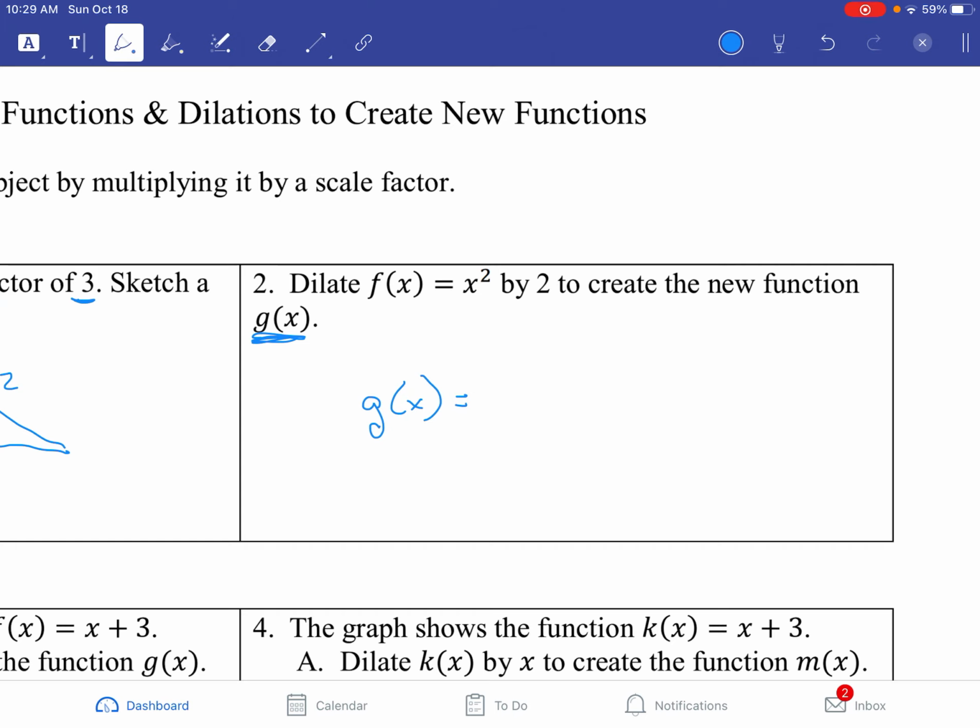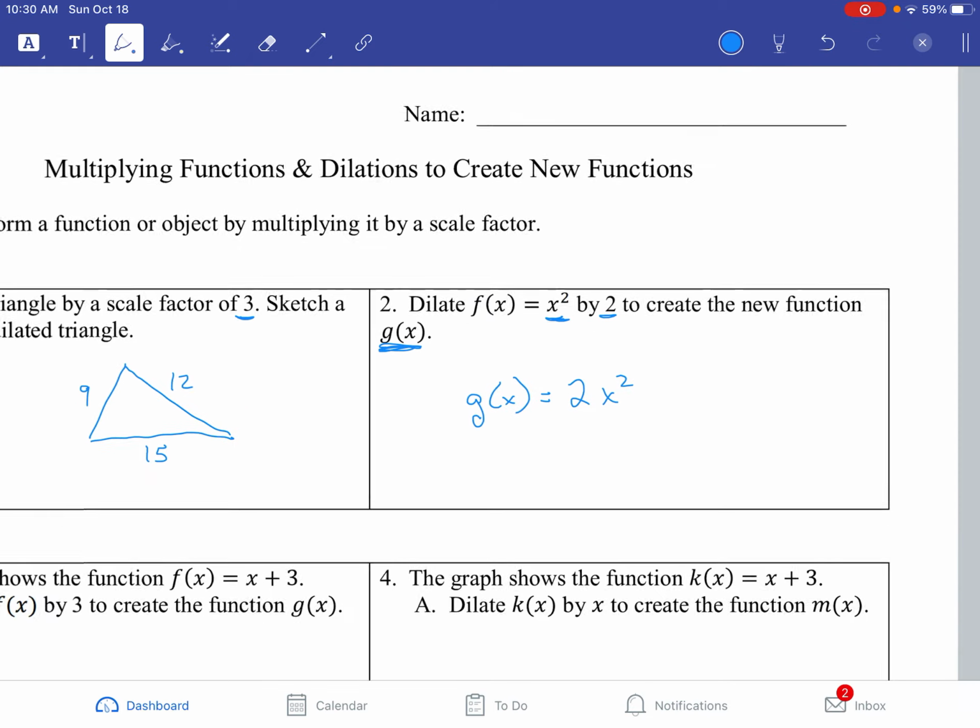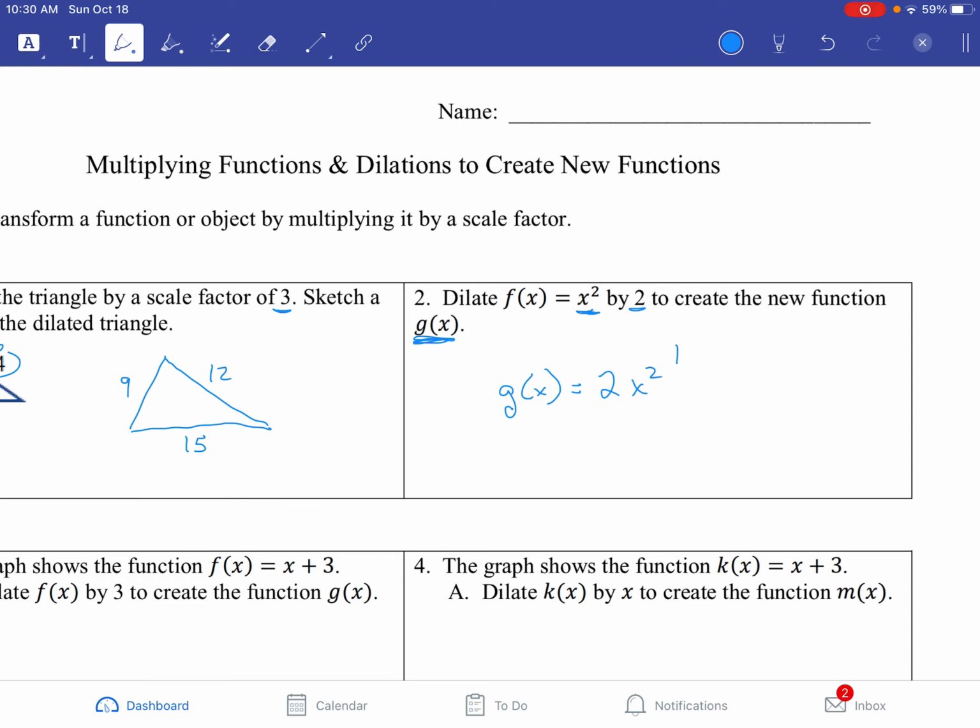So if we're going to dilate our x squared function by 2, we're going to multiply 2 times x squared. And that's it. We're done. Don't make this more complicated than it is. If we're dilating a function by something, you're just multiplying it there.